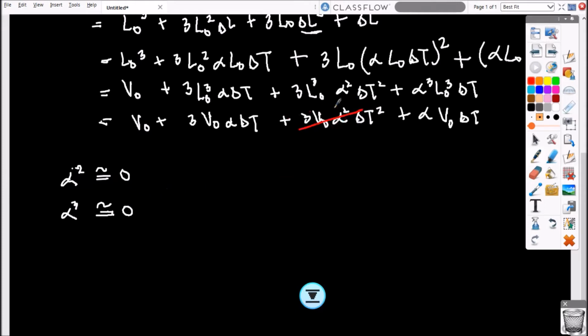You have alpha squared, that's then multiplied by 3 V of O delta T, that's approximately equal to 0. And then I forgot to put cube here. Now the alpha cube, that's again approximately equal to 0, multiplied by this V of O delta T, so we can neglect that one. We don't include that one. These two are approximately equal to 0, so let us consider these two terms only. V of O plus 3V of O alpha delta T. Right? So that's the final volume. Final volume is V of O plus 3V of O alpha delta T.